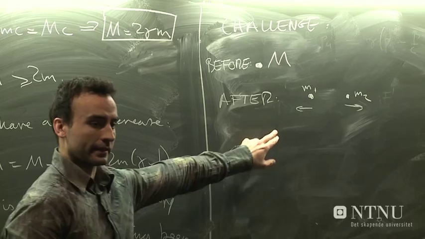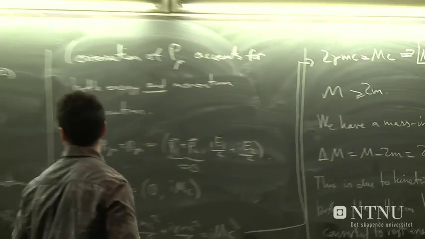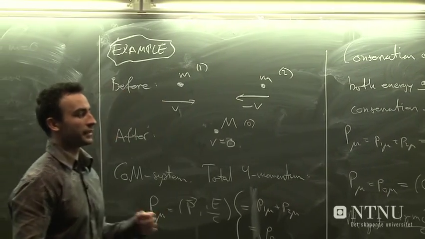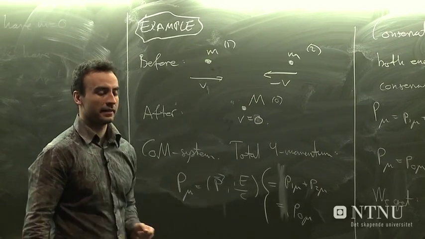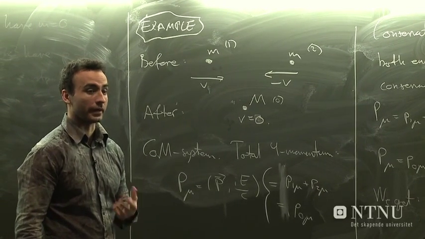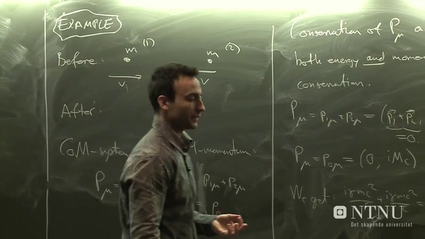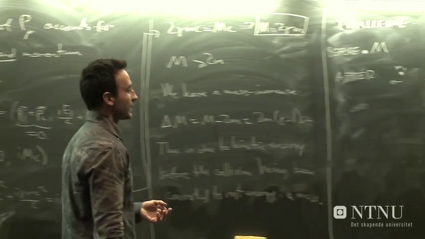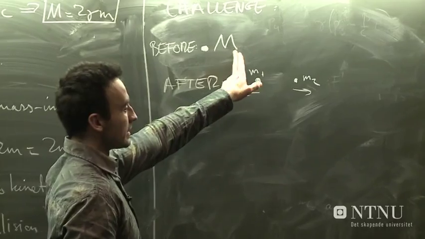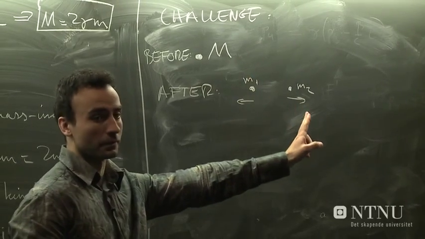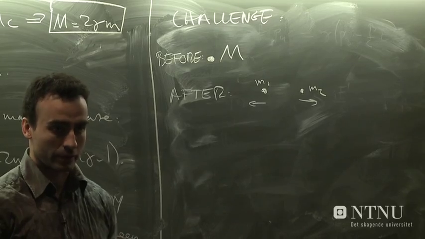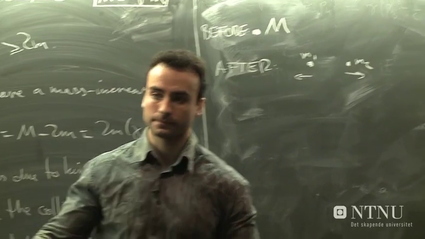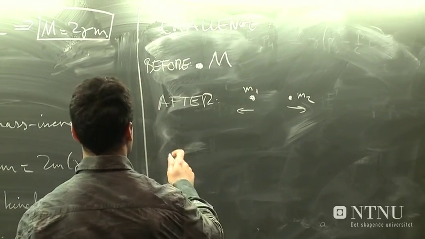And so this might look like the same scenario as here, but there's a twist. Whereas here we had identical masses of the two particles, we now allow for the masses to be different. So large particle M disintegrates into M1 and M2. So using now this framework that we just sketched for this example, this is a challenge.